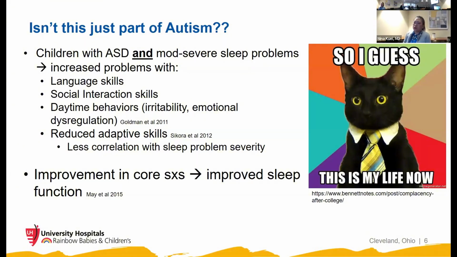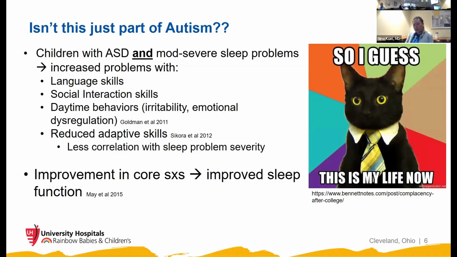And so the literature shows that children with autism, and specifically increased severity of sleep problems, so moderate to severe problems, have increased problems with daily activities such as language skills, their social interaction, their daytime behavior, so having more irritability, more emotional lability, dysregulation. And then a little less correlated based off the study in 2012, but reduced adaptive skills. And adaptive skills are those everyday skills that make us functional as people and allow us to get through life.